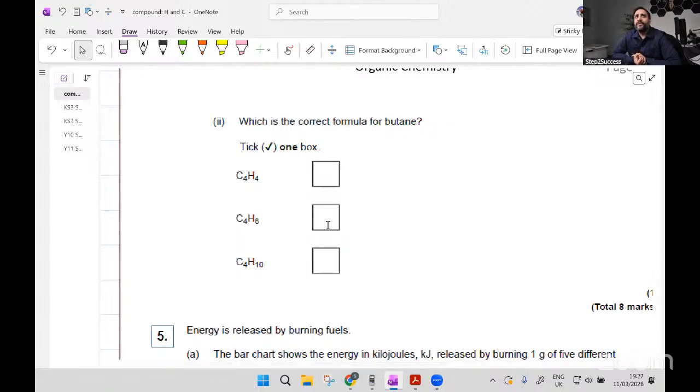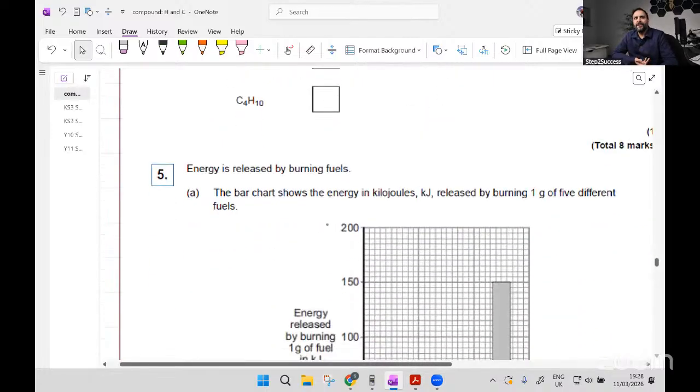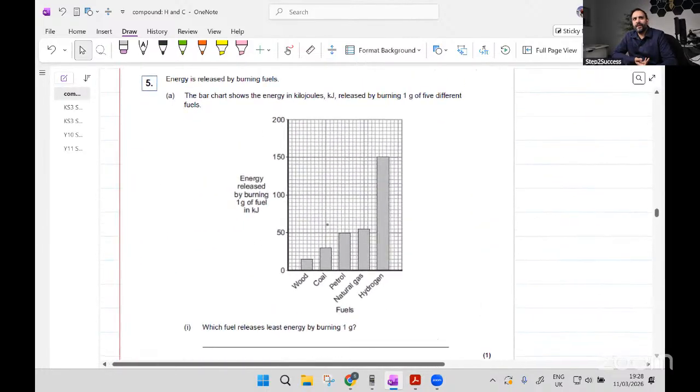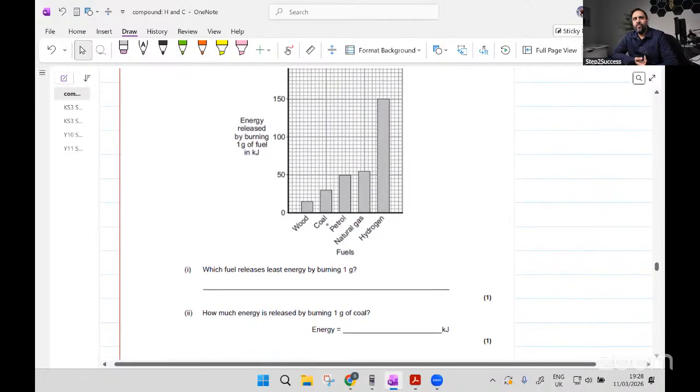Formula for butane. Butane is the one that contains four carbons. If it's an "ane", then what you do is you double this number and add two, and you get to 10. And that's why the answer is that. I won't do that.